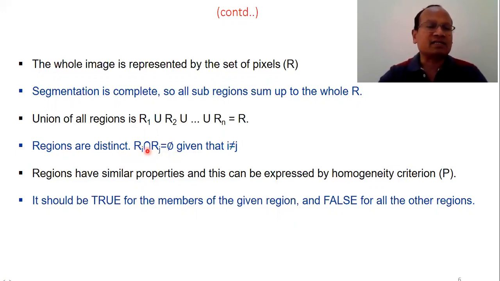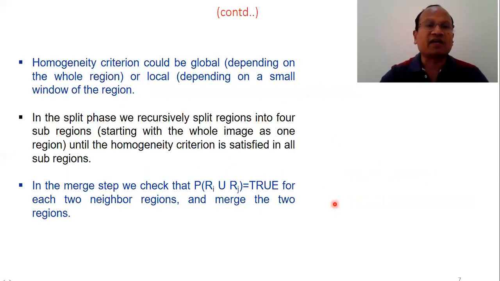So this is the condition to check if the regions are disjoint or not. The regions having similar properties can be expressed by a homogeneity criterion. I have already explained that whether the regions are similar is determined by some homogeneity criterion. It should be true for the members of a given region, and for other regions, whatever the criterion is, the condition will be true when it is in the same region, and false when it is in a different region.